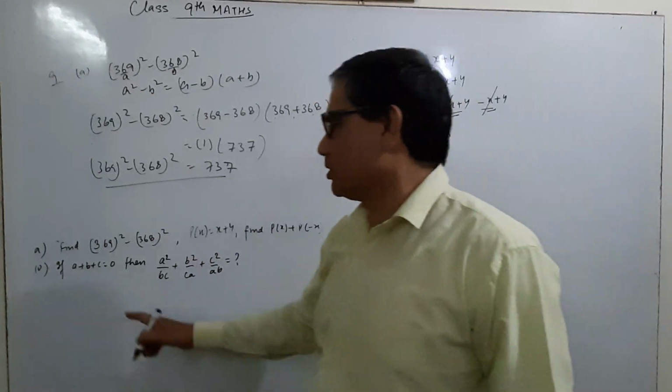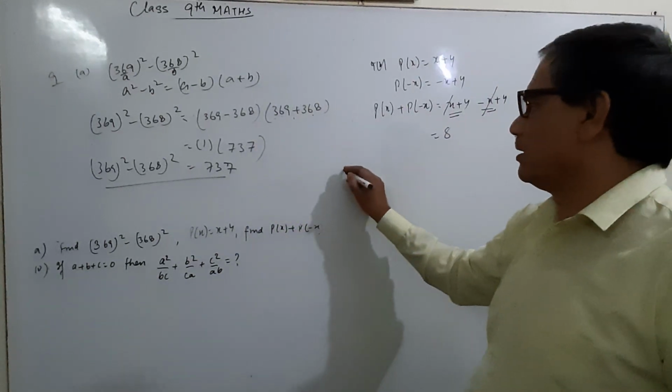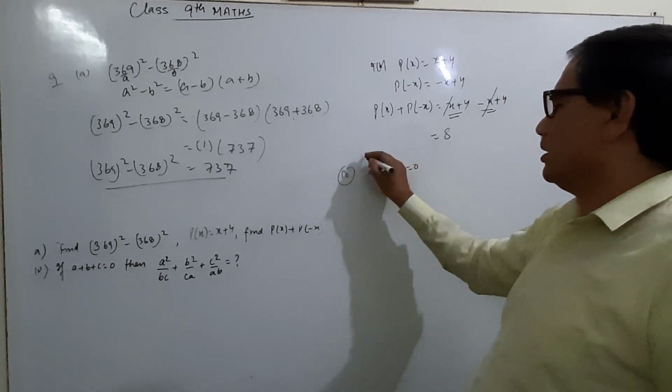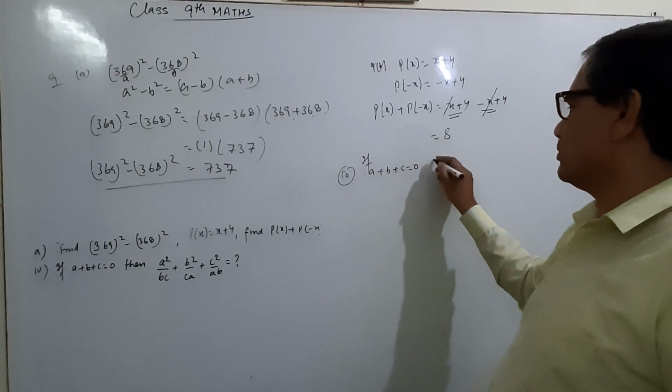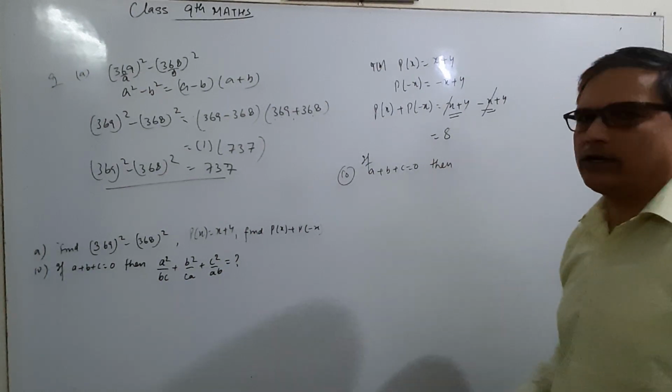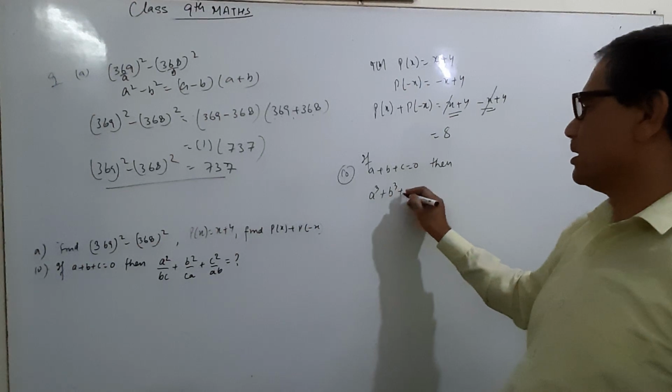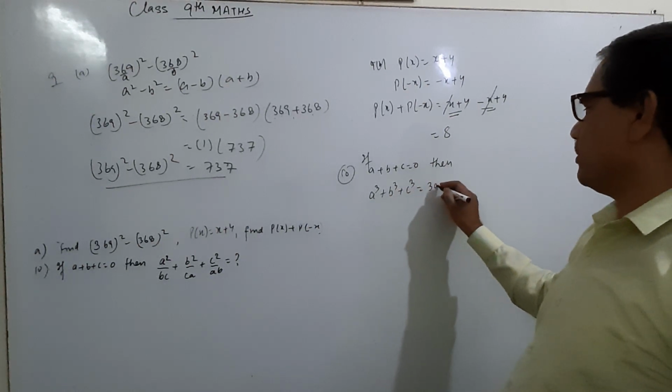And now the last question is 10th. A plus B plus C equal to 0. If A plus B plus C is equal to 0, then you know the identity. What identity do you know? A cube plus B cube plus C cube is equal to 3ABC.